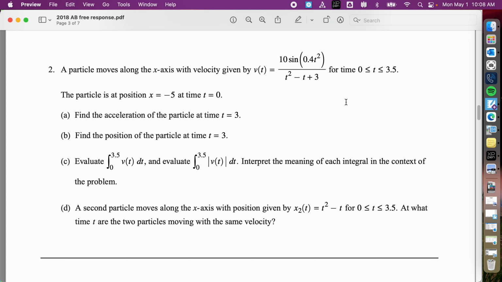AP question. There are no units given in the problem, so there's no label needed.